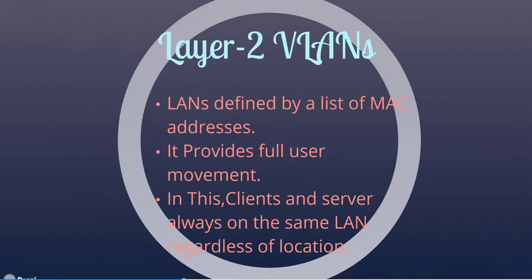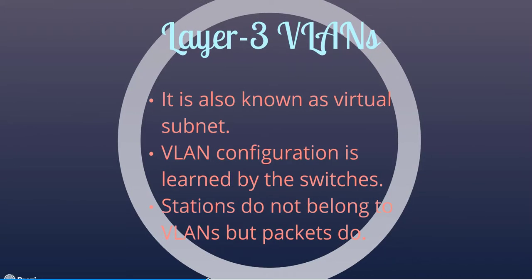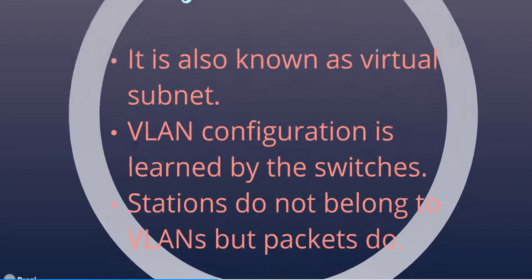Next is layer 2 VLAN. LANs defined by a list of MAC addresses. It provides full user movement, with clients and servers always on the same LAN regardless of the location. And then the layer 3, it is also known as the virtual subnet. So this uses the IP addresses in the layer 3 VLANs.